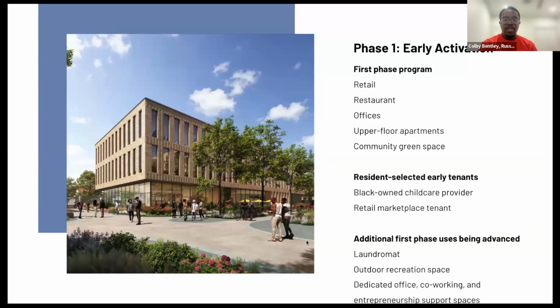And so our focus is early activation. That would include retail, restaurant spaces, offices, apartments, and community green spaces as well. It will also include tenants that have been selected by the residents. One of those tenants is a Black-owned childcare provider, and also a retail marketplace. And so what we're also trying to do is make sure that we are creating energy, access, and opportunity from day one for the people who will be using this site.